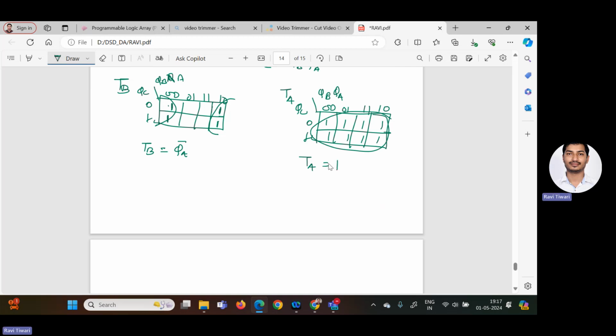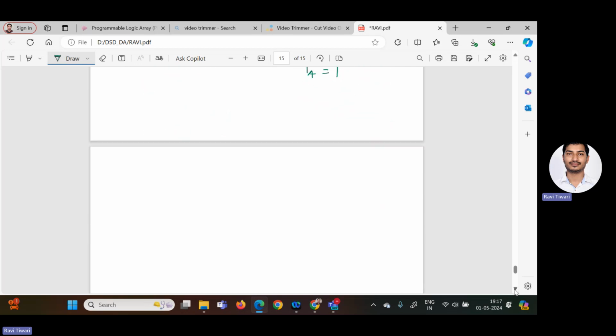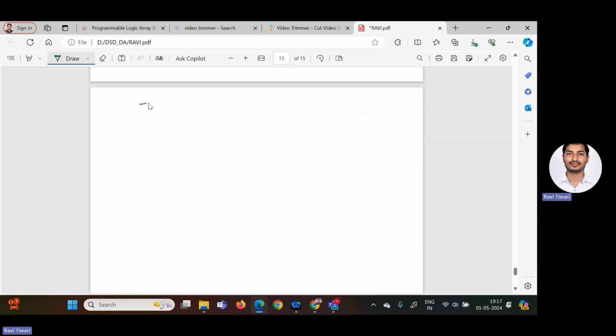Now we have all the expressions and we can draw the circuit diagram here. So now again, I am writing the expression that we got from the K-map. This is TC equals QB bar QA bar. And similarly, we calculated TB is equal to QA bar and TA is calculated as 1.